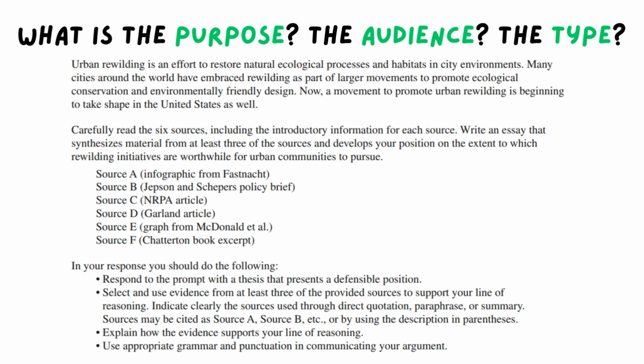Source A is an infographic from Fastnatch. Source B is by Jepson and Shepard's policy brief. Source C is an NRPA article. Source D is a Garland article. Source E is a graph from McDonald et al. And Source F is a Chatterton book excerpt. In your response, you should do the following.